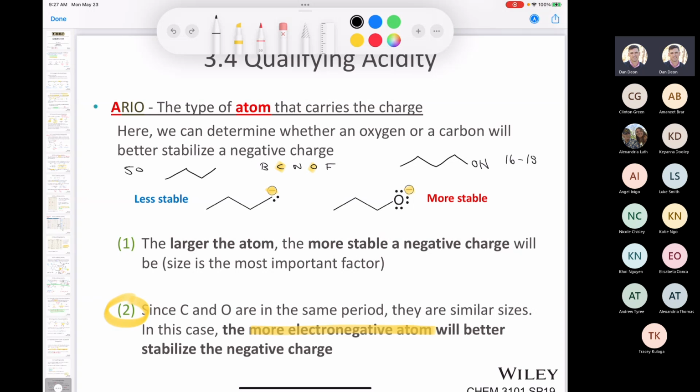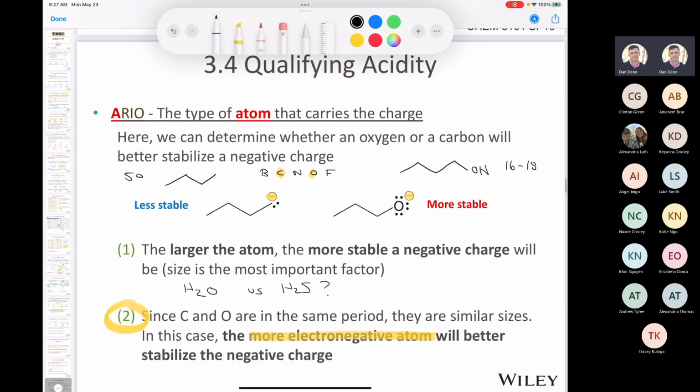However, what would you do if you had a negative charge on two atoms that are not in the same period, but rather in the same group? Let's say you were comparing water, H2O, and H2S. What would you do then?